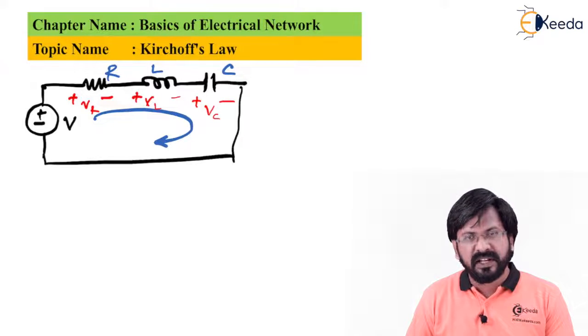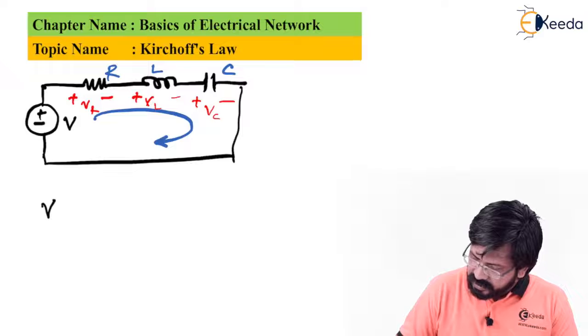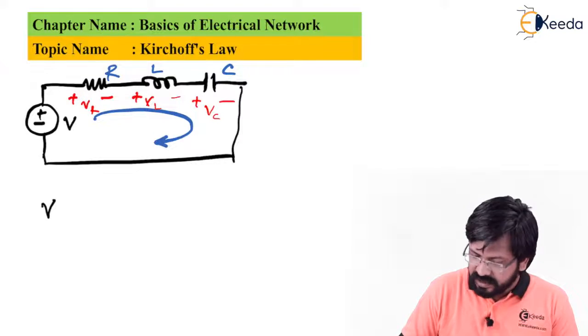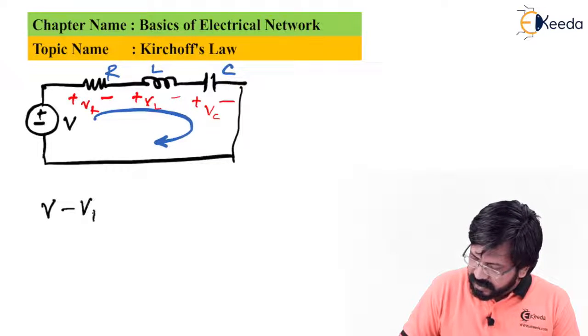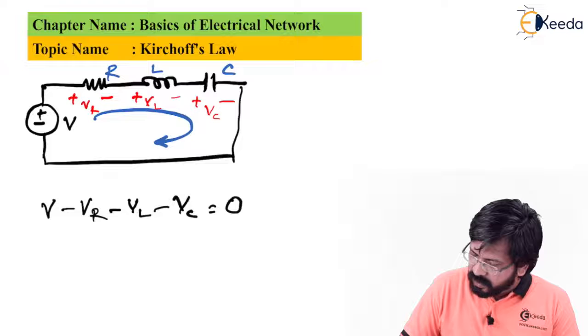By applying KVL, I can say that V, negative to positive we define as V, positive to negative we say minus VR, positive to negative we say minus VL, positive to negative we say minus VC, whole equal to 0.